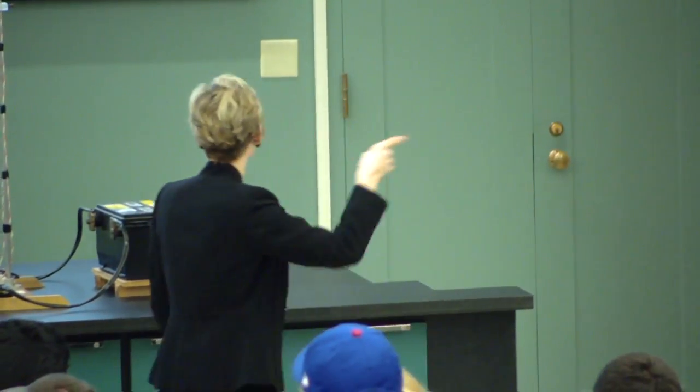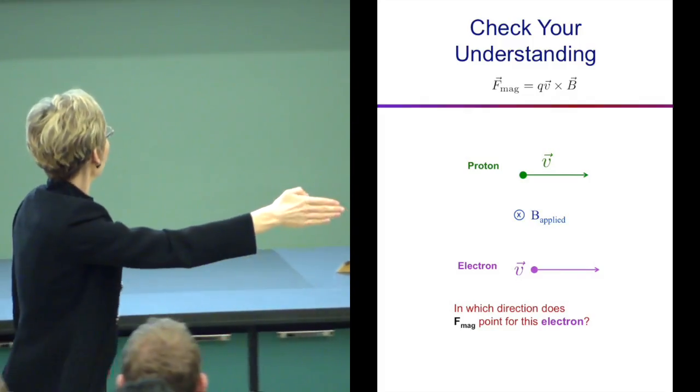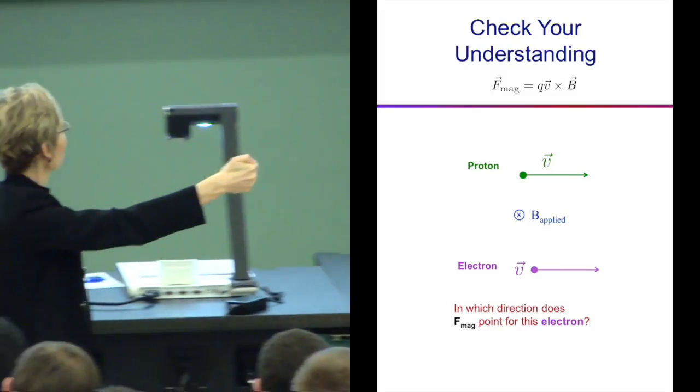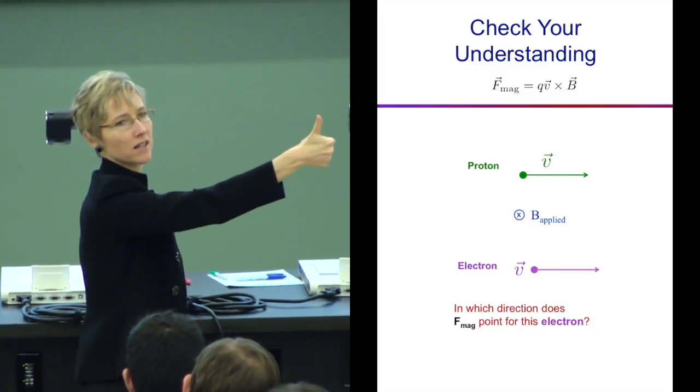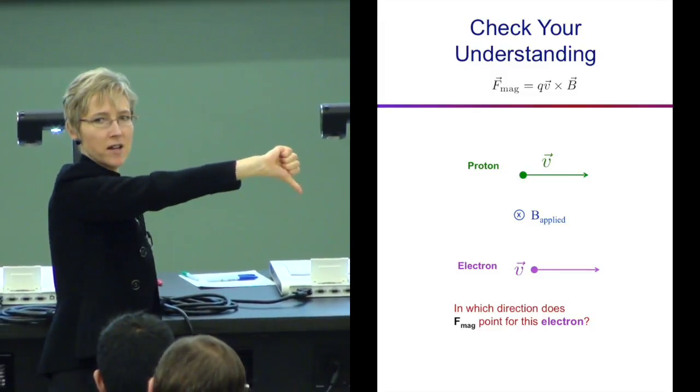Okay. All right, so we take the velocity in this direction, and then curl the fingers into the magnetic field. We would have gotten up, but it's an electron, so we just have to switch the sign because of the charge on the electron. Or just use the left hand.